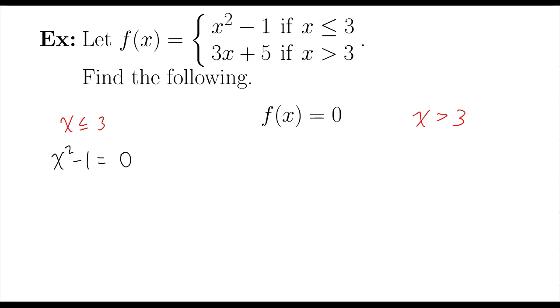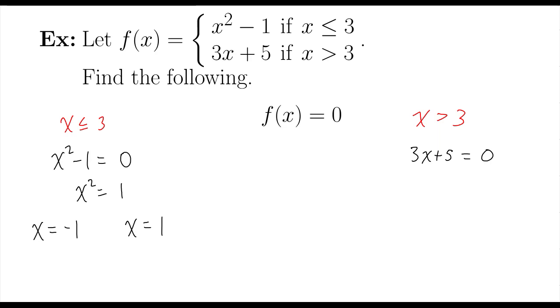x squared minus 1 equals 0. 3x plus 5 equals 0. Okay, on the left, x squared minus 1 equals 0. Add 1 to both sides. 0 plus 1 is 1. So x squared equals 1. The square root property says I can find the square root of both sides, and I get a positive and negative version of the answer. So that's a negative 1 and a positive 1. The square root of 1 is 1, so negative 1 and positive 1.